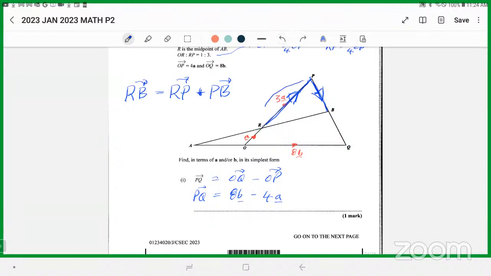So we know that this one is 3A. This one is clearly 3A. You can see it on the diagram that this is 3A. But what is this one? What is the PB? What is the PB part equal to? I said it earlier. What is the PB part equal to?